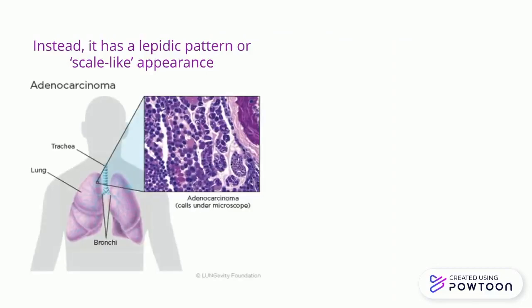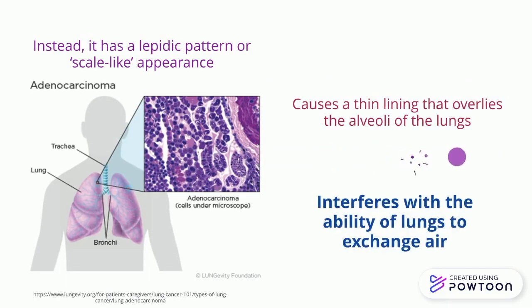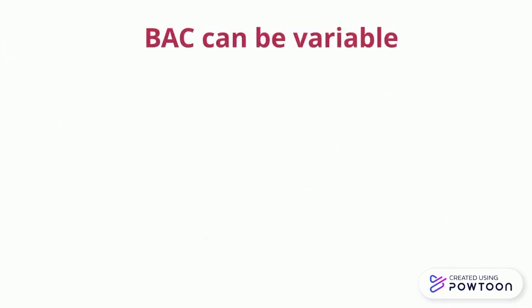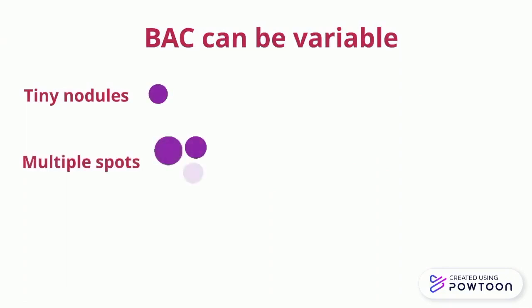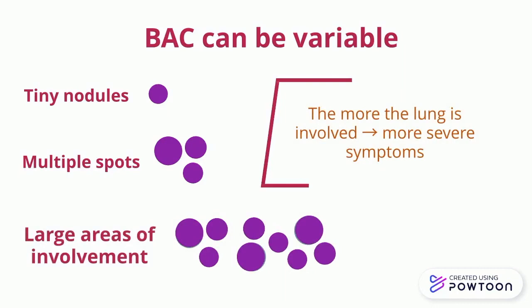Instead, it has a lepidic or scale-like appearance, and that causes a thin lining that overlies the thin air sacs of the lungs, and this interferes with the ability of the lungs to exchange air, resulting in shortness of breath and cough. BAC can be variable and have tiny nodules, multiple spots, or involve large areas of the lungs. The more of the lungs that are involved, the more severe the symptoms will be.